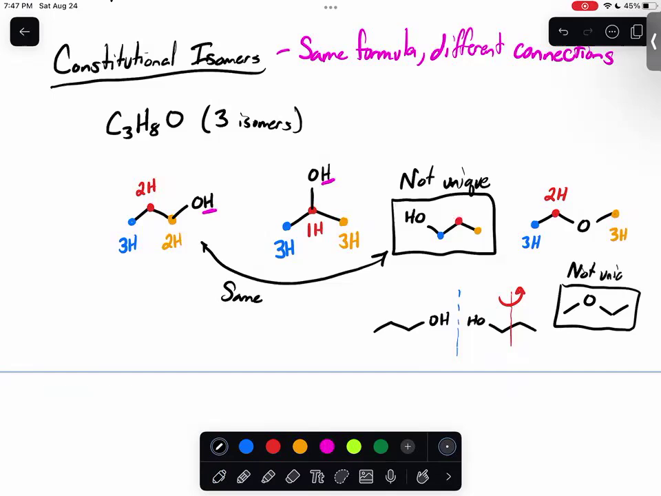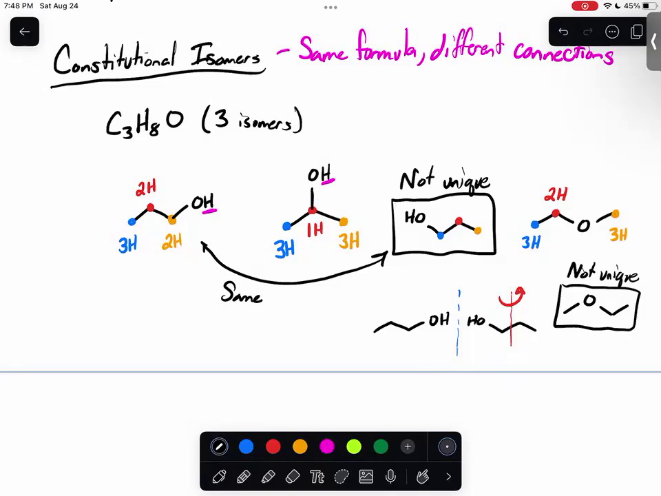It can essentially be flipped in a very similar manner to the one that we saw before to make it look like the same thing as something else. All right, so constitutional isomers in these bond line forms are very important to be able to distinguish, and it's also very important to be able to tell what you've already drawn versus what is a different compound.